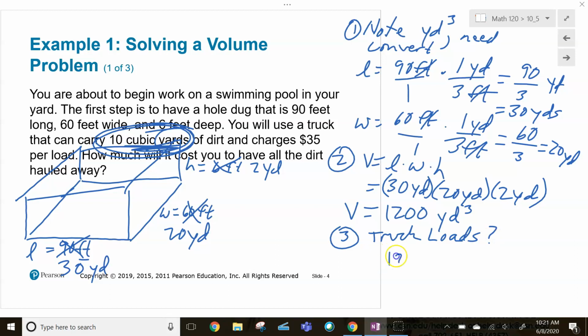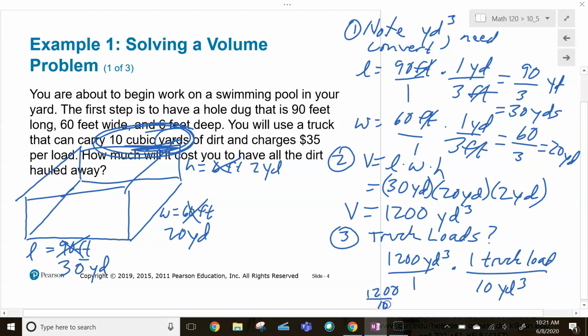Well, we have 1,200 cubic yards, and for every one truckload or one trip, there's one load per 10 cubic yards that it does. All right, so we got 1,200 divided by 10, cubic yards divided by cubic yards. We got truckloads. 120 loads with the truck. I'm running out of room here, but I think I can do number 4 right here.